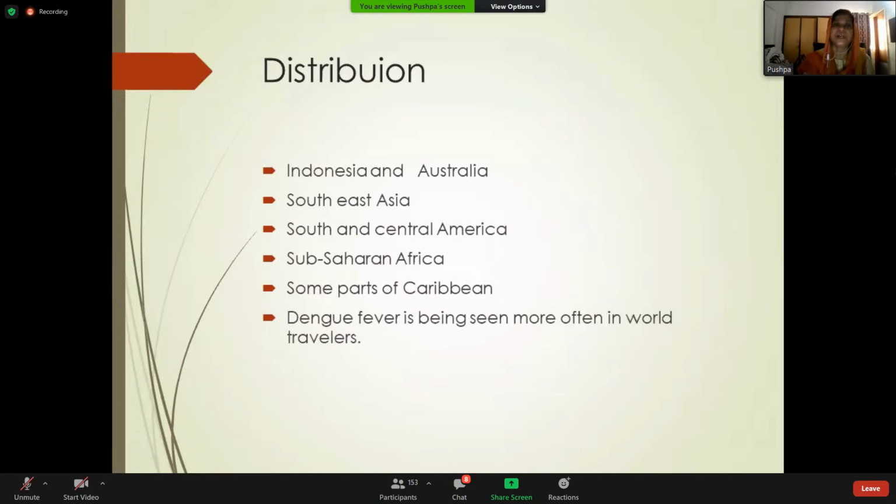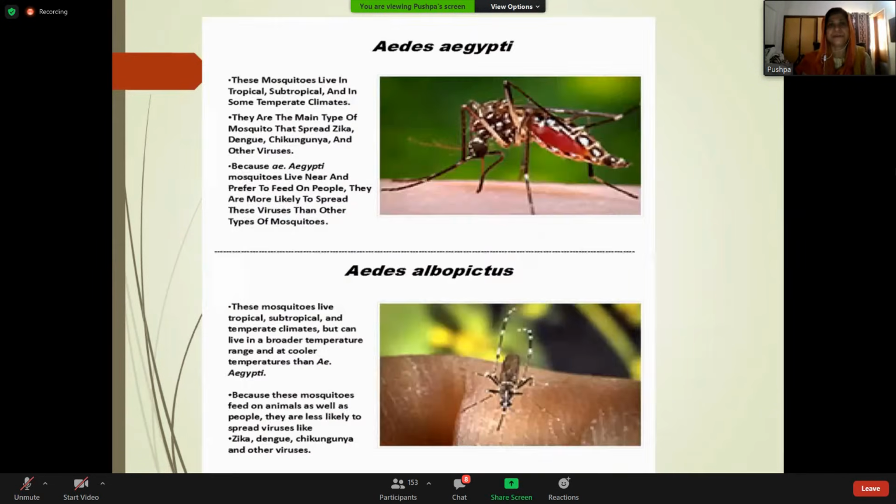Distribution: Indonesia, Australia, Southeast Asia, South and Central America, Sub-Saharan Africa, all over the world nearly. And dengue fever is more often seen in world travelers, people who travel due to business or any other necessities, they can be infected. So these are two species of Aedes mosquitoes that can be responsible for this disease.